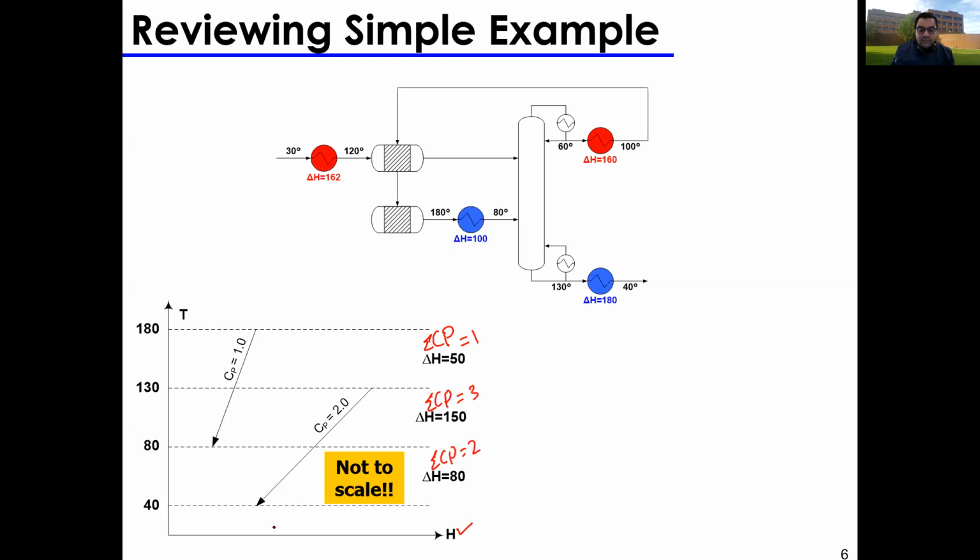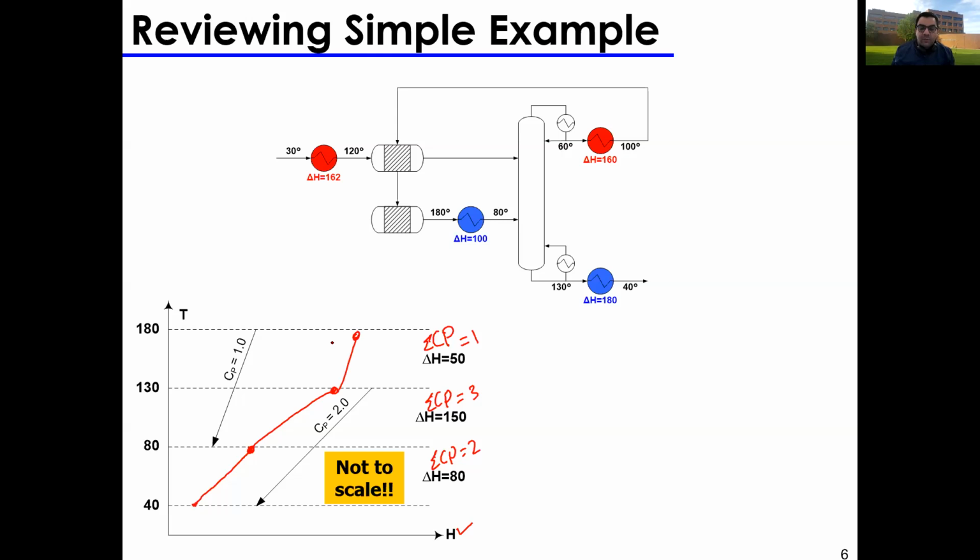And then I connect them by basically starting at this point. So from this temperature to this temperature, I have a delta H equals 80 and CP equals 2. So I draw a line with a slope of 2. And then in this interval, I have a delta H of 150. So you can either move 150, or I can draw a line with a slope of 3. Both will achieve the same thing. And then in this interval, I can either move 50 or draw a line with a slope of 1, and you get your composite line.